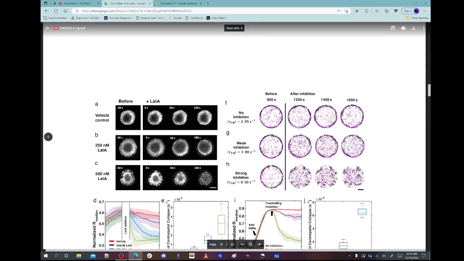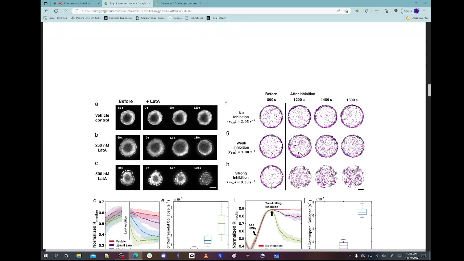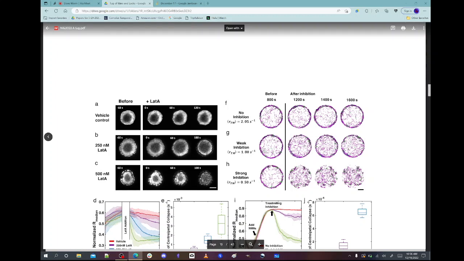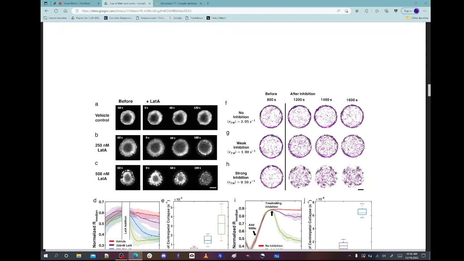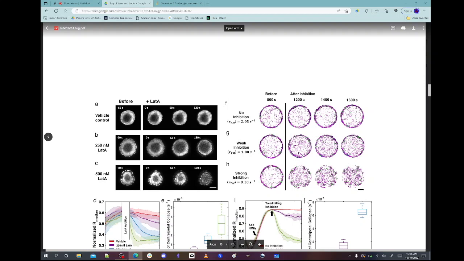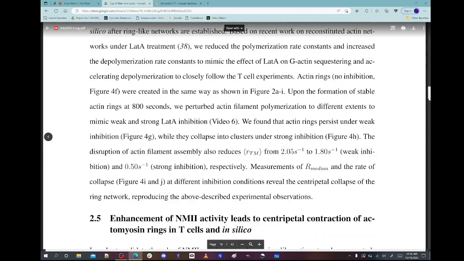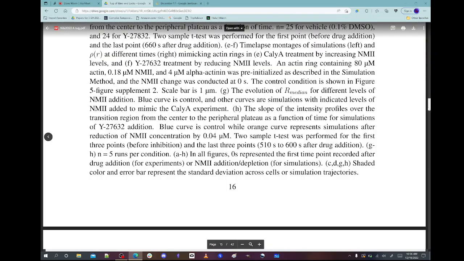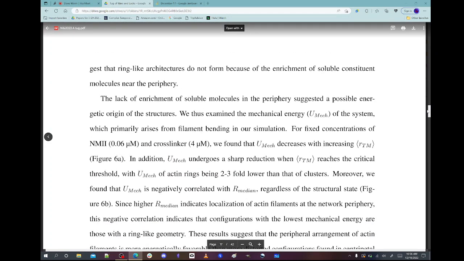before the treatment, and you have this ring, and then the ring starts to sort of collapse down. You don't see very much of an effect, though. And then for strong inhibition, this ring forms. The ring is formed, as it is in the other examples, and then the ring really starts to break down after this treatment of LAT-A. So this is a strong dose of LAT-A, and it forms these clusters instead of this ring. So the ring actually can collapse down into clusters. And so that's what they're talking about when they talk about clusters. And so the idea is, in the ring condition, it provides this structural integrity, and the cluster condition does not provide that.